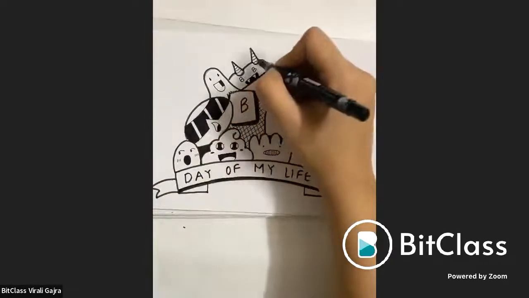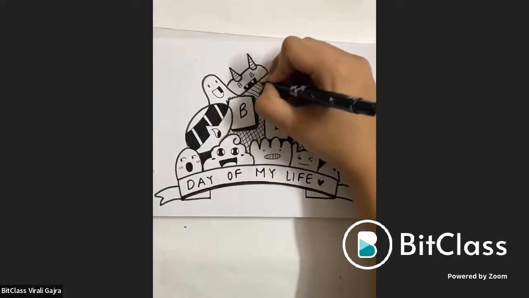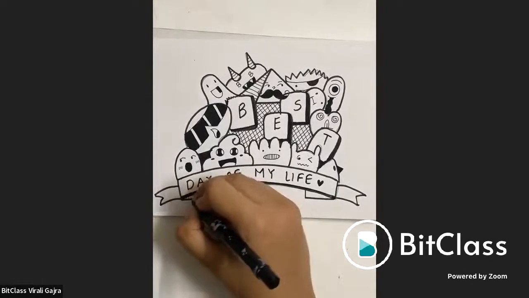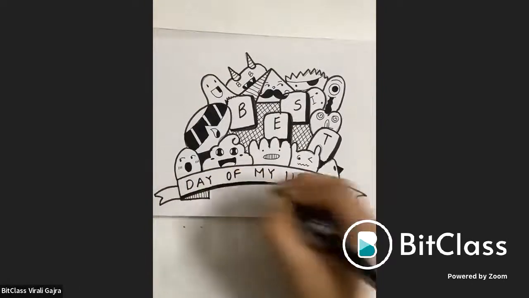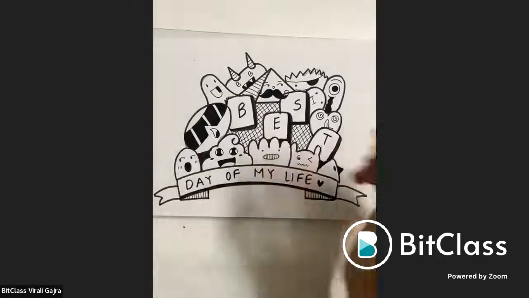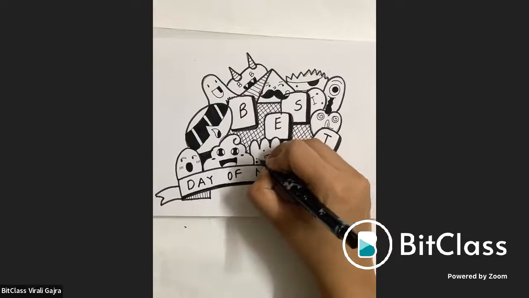So I just made some curves over here. I'm just making maybe slanting lines over here in this pyramid kind of shape, maybe some vertical lines over here, and maybe some circles.